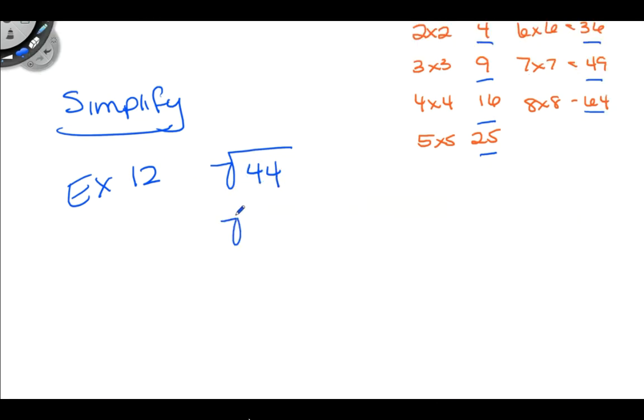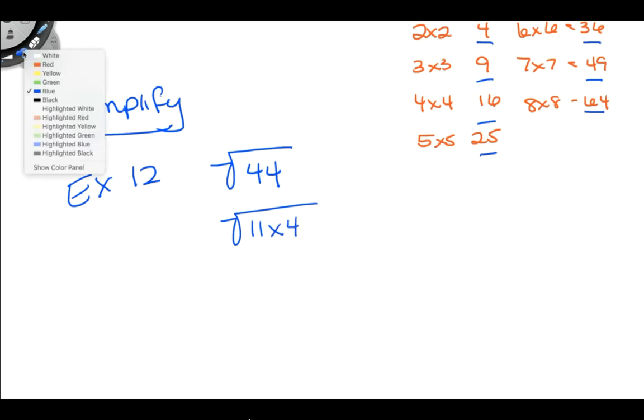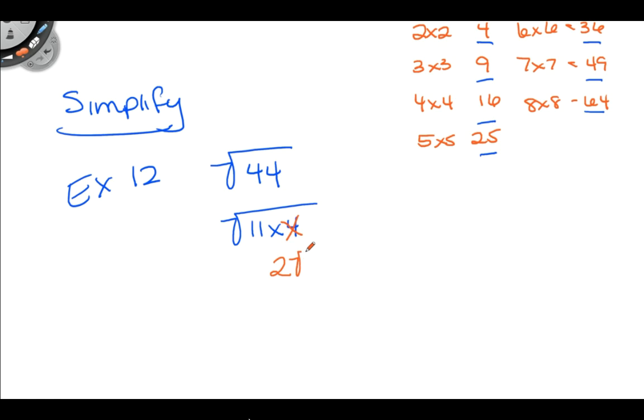So we're now going to rewrite it as the square root of 11 times 4. Now, the only number here that is a perfect square is your 4. The 11 is not, but that's okay. We're going to cross out the 4. What is the square root of 4? It's 2. So you're going to drop a 2 down, put the root, and then what's left? 11. That's it. That's your final answer. You cannot simplify any further than that because it's not a perfect square root.